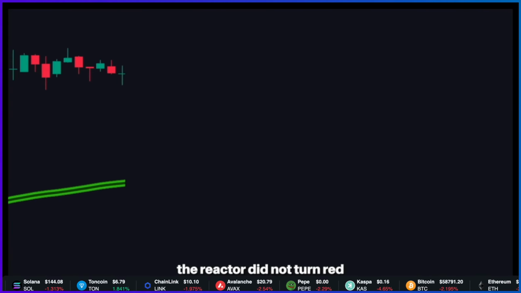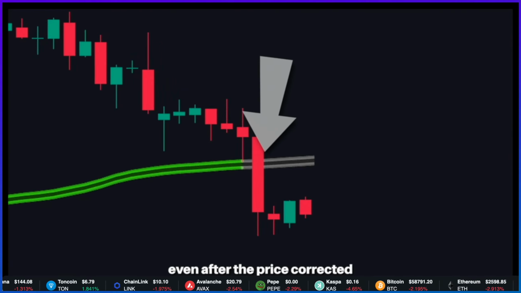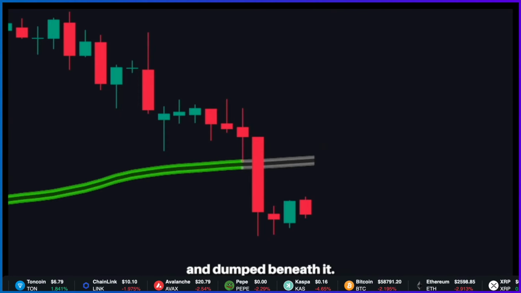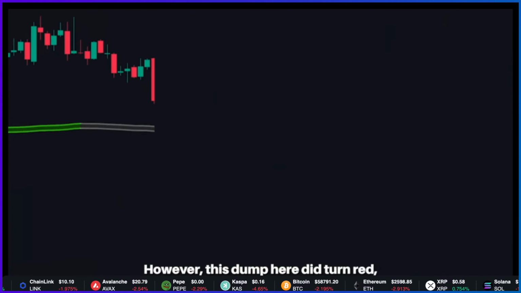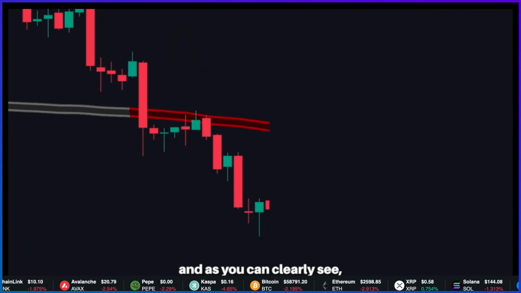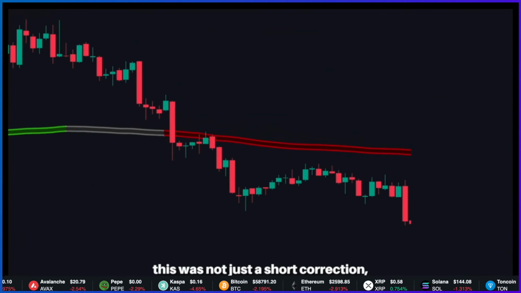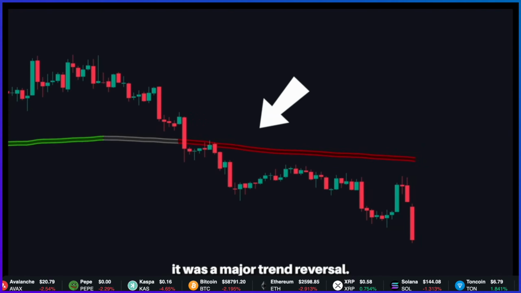For example, here the reactor did not turn red even after the price corrected and dumped beneath it. As you can see, not too long after, the price turned right around again. However, this dump here did turn red, and as you can clearly see, this was not just a short correction, it was a major trend reversal.